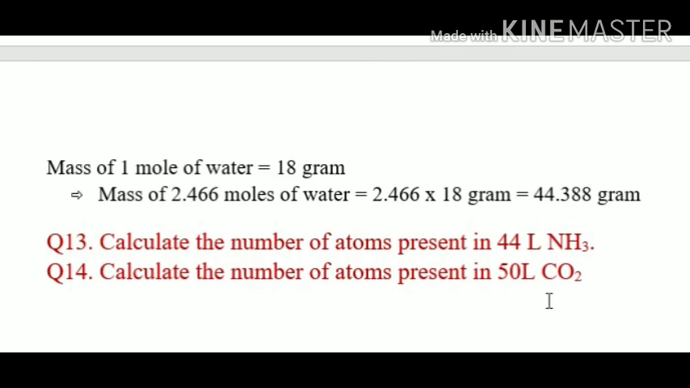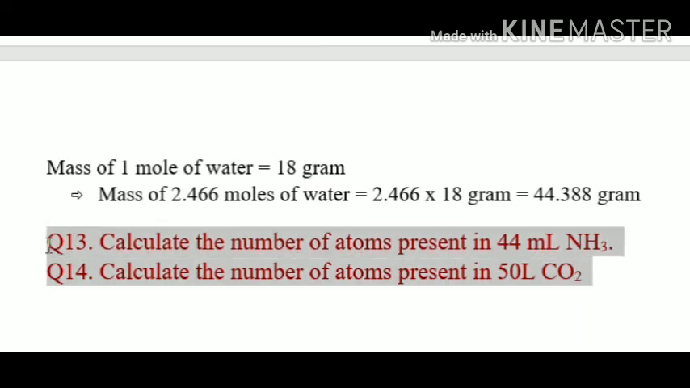So calculate the number of atoms present in 44 milliliter of NH3. Calculate the number of atoms present in 50 liter of CO2. So number of atoms, not moles. First you find moles, then you convert it into molecules. Then from the number of molecules you find the number of atoms. So please do this question in homework.